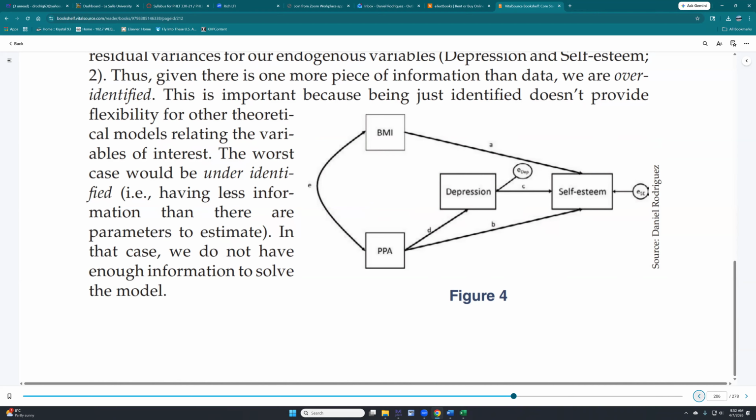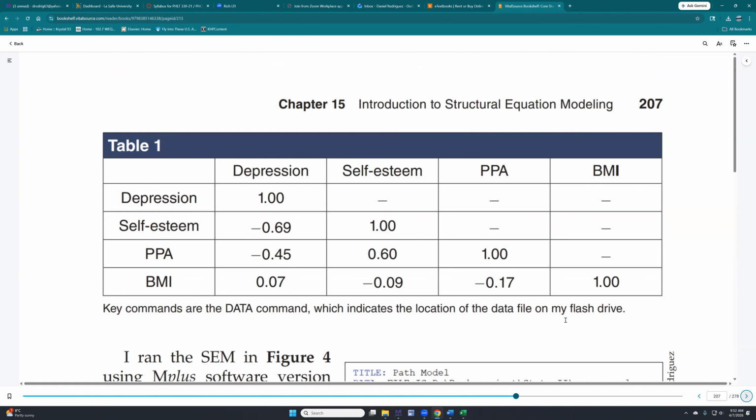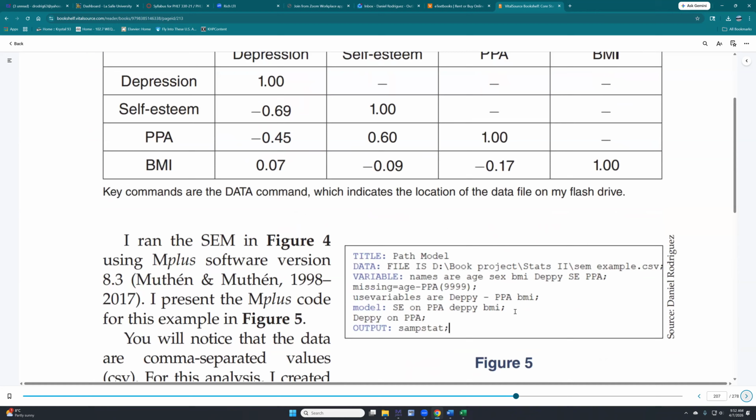The worst case would be under-identified, having less information than there are parameters to estimate. In that case, we do not have enough information to solve a model. Okay, so think about that, especially if you're making model adjustments.